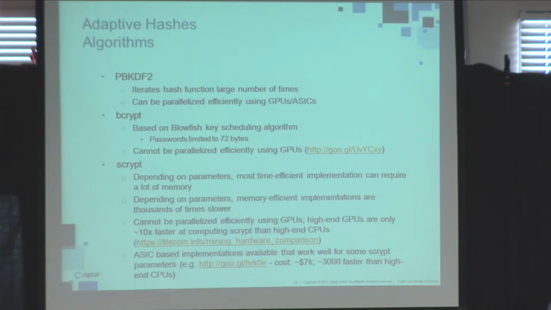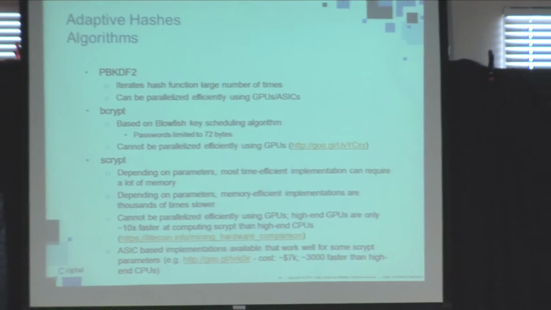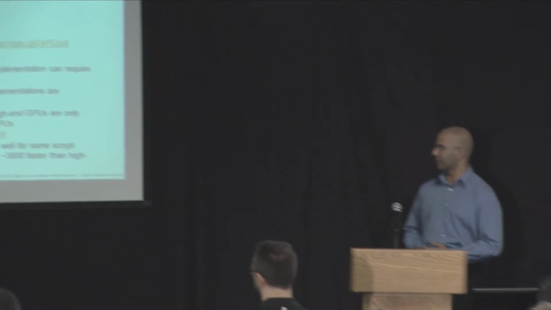But even with scrypt, there are ASIC-based implementations available that will work for some scrypt parameters that'll do hashing about 3,000 times faster than any of your servers could. So we still have to keep that in mind. Even if we are using adaptive hashes, if your attacker is really, really committed and really motivated to try to attack you, they will still be able to. In this case, they have to spend $7,000, but oh well. If your attacker is motivated enough, they will do that.